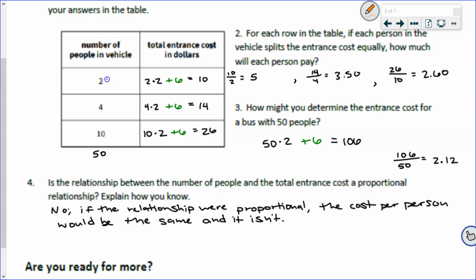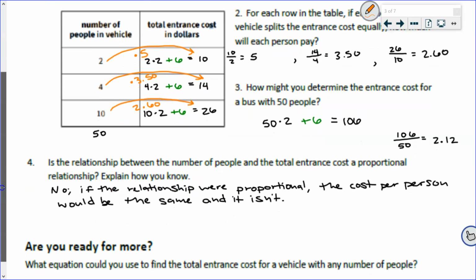So if I were looking for a constant of proportionality, I would say 2 times 5 is 10. 4 times 3.50 is 14, and 10 times 2.60 or $2.60 is equal to 26. So we could also justify this as seeing that we have different constants of proportionality, or therefore there isn't a constant of proportionality if it's not constant.